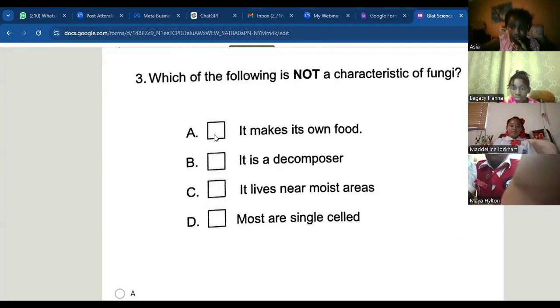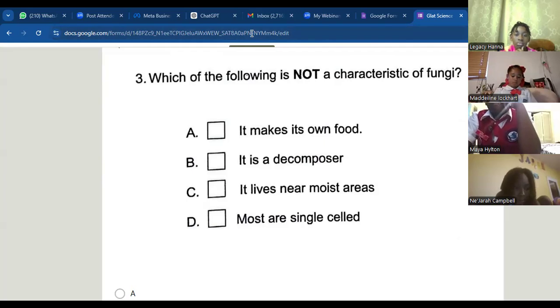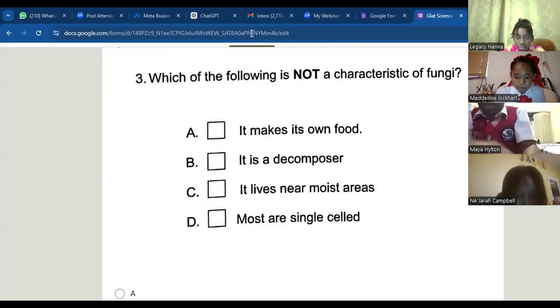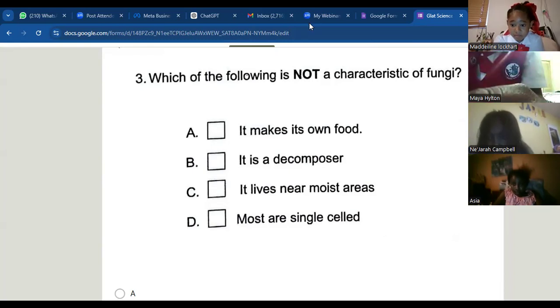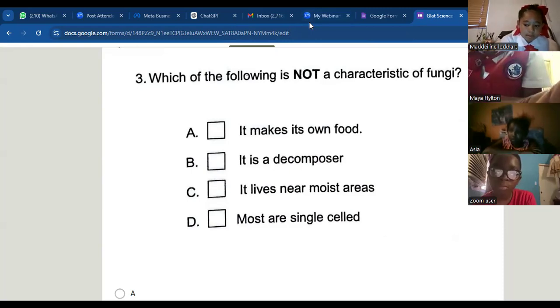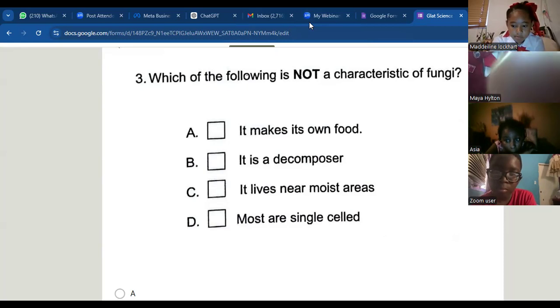Is it A, B, C, or D? Put your answer inside the chat for me, please. So you want us to put the letter or the word? Let's put the letter. A, B, C, or D, which is not a characteristic of fungi. Allura, where's Allura? Put your answer inside the chat for me, please, which is not a characteristic of fungi. Not, which means what is it that fungi cannot do, right?